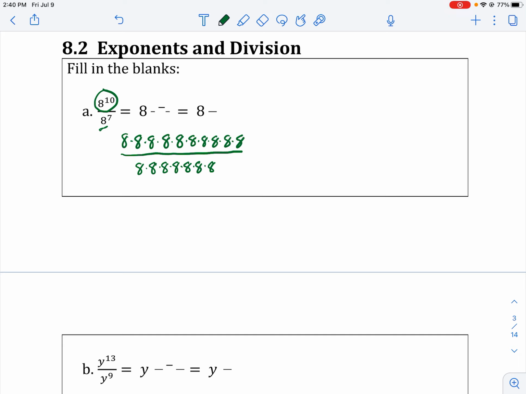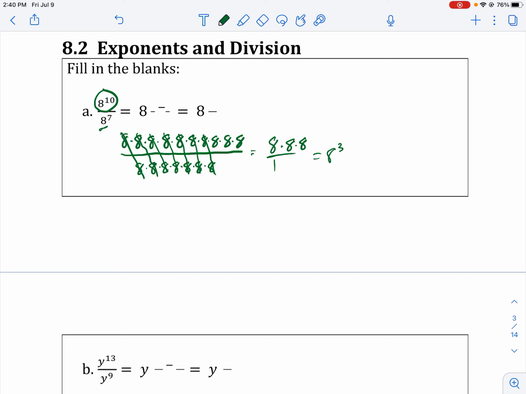Now, when we divide numbers, and the same number is on top as on bottom, these can cancel. So I'm going to cancel out however many numbers are the same. And here, I am left with 8 to the 3rd. I shouldn't put 8 to the 3rd. I should just put 8 times 8 times 8 on top, which does equal 8 to the 3rd.